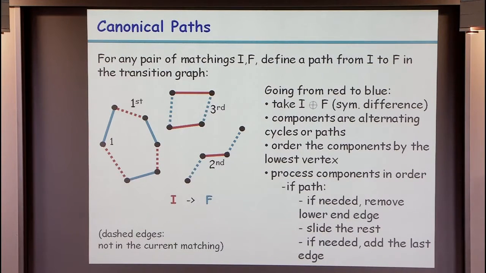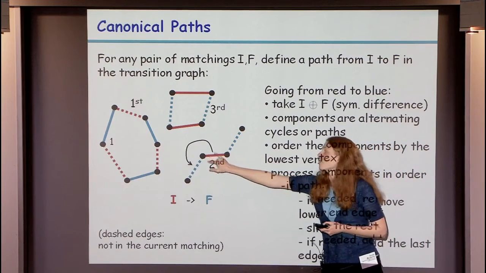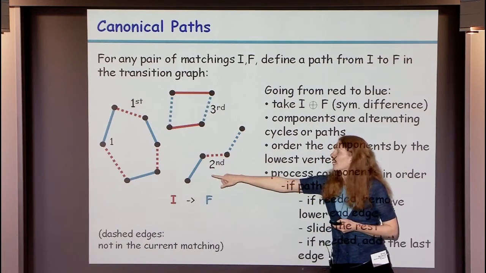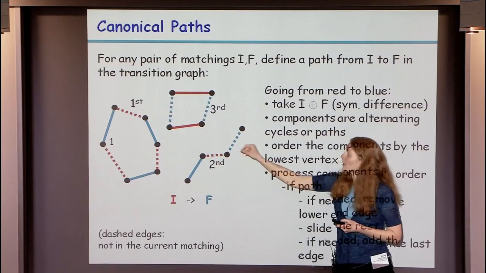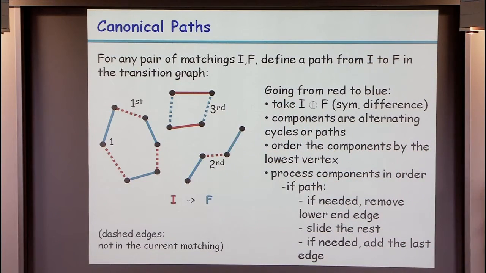If my component is a path, I don't start with the lowest vertex, but I start with an endpoint, and I keep going flip, flip, flip until I change red to blue. Now my path here is teeny tiny, so what it really means is I just slide my red edge to this blue. If my path were longer, I would keep sliding, sliding, sliding until the very last edge, and if I need it, I add it in.